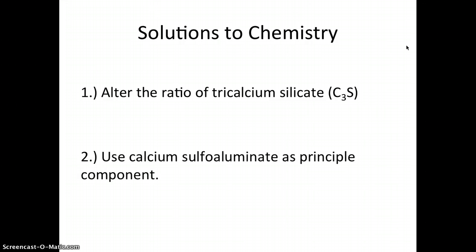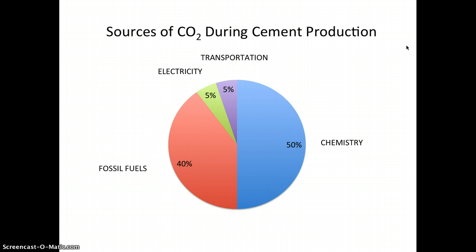Another material scientists are excited about is calcium sulfoaluminate, which is similar, but requires less heat, less calcium carbonate, can use the same equipment, and is said to reduce emissions by about 40%. But this is only half of the problem.